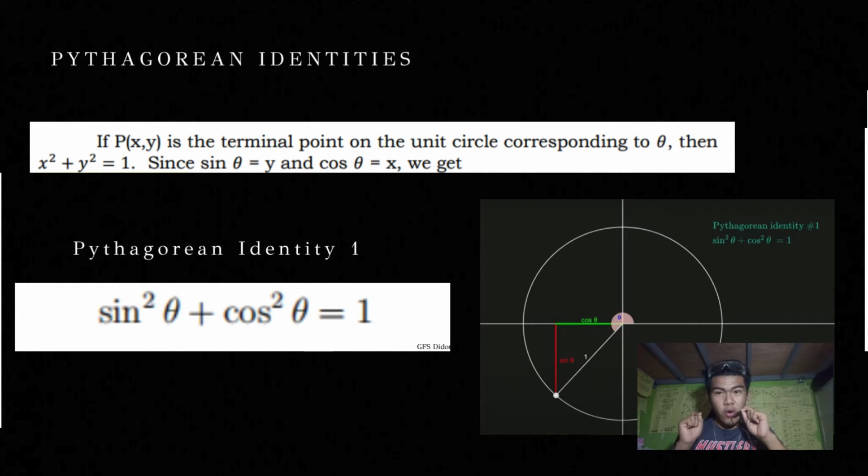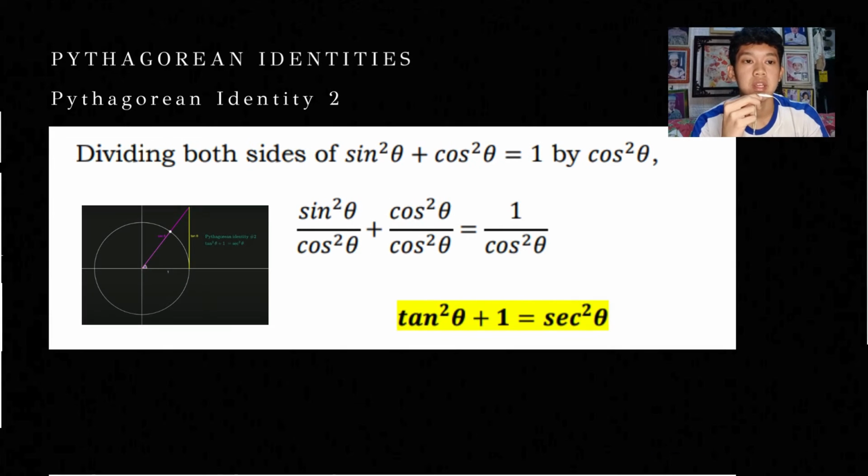We all know that also in the unit circle x is equal to cosine, y is equal to sine, and r is equal to 1. Therefore, we get the Pythagorean identity number 1: sine squared theta plus cosine squared theta is equal to 1.